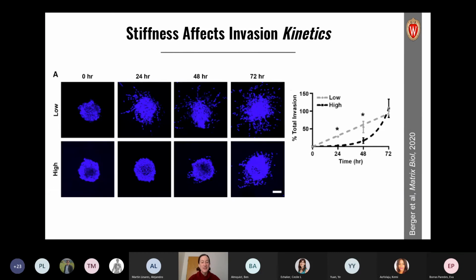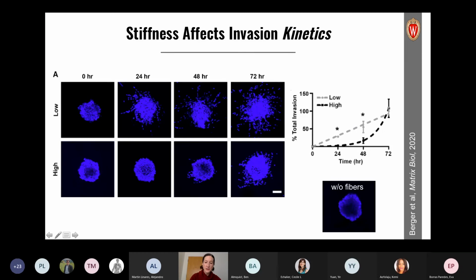And so we took a closer look, and we took a look more at the kinetics of how the cells looked as they were invading. And what struck us is the invasion kinetics. So this is our low stiffness across the top. This is our high stiffness. You can see low stiffness right off the bat, it is going out there, it's invading. High stiffness is not really doing much, and then bam, it really starts to ramp up. And so I thought, well, this is potentially really interesting. And also, just to verify, without any fibers, there's no invasion. So what's going on here with these invasion kinetics?